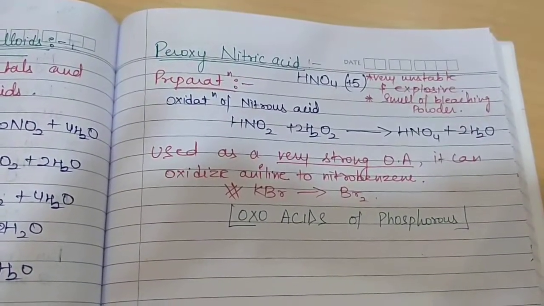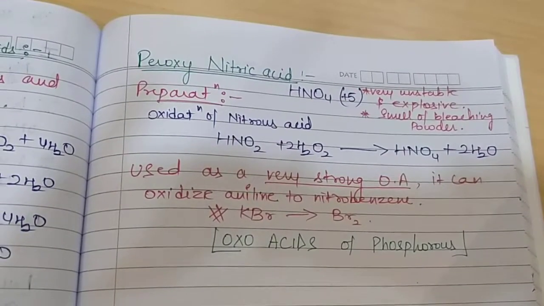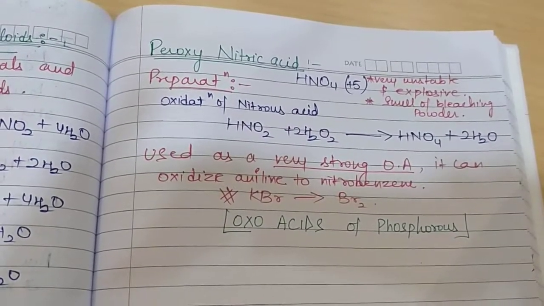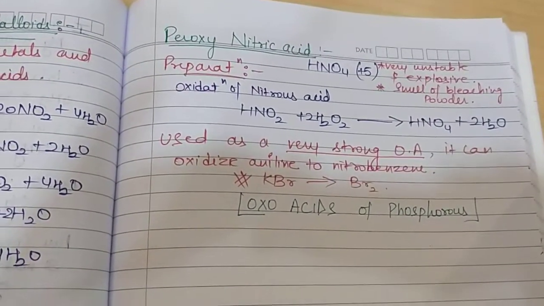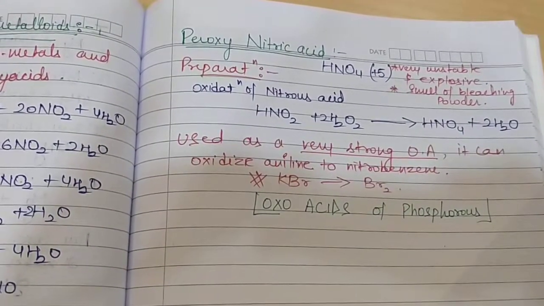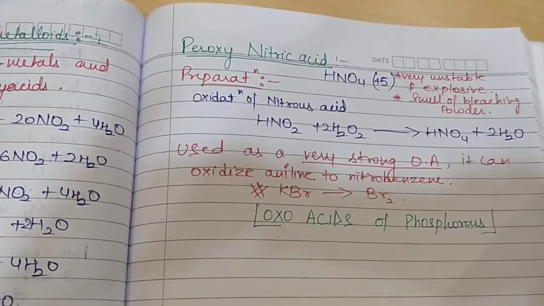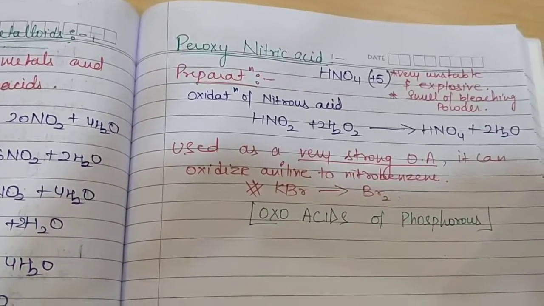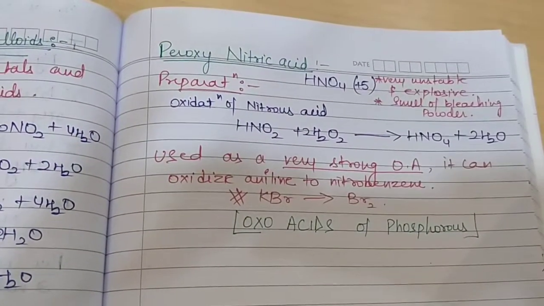In the next video, we'll be discussing the oxo acids of phosphorus and the halides of group 15 elements. With this, group 15 elements will be completed in the next video, and I'll be sharing the assignment out of all the 3 videos. I'll be sharing a combined assignment, and after that we'll start with group 16 elements.